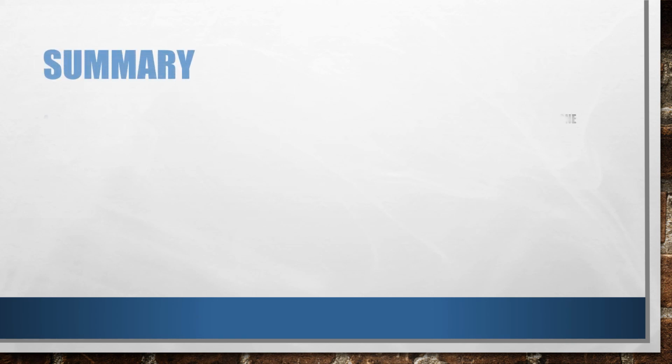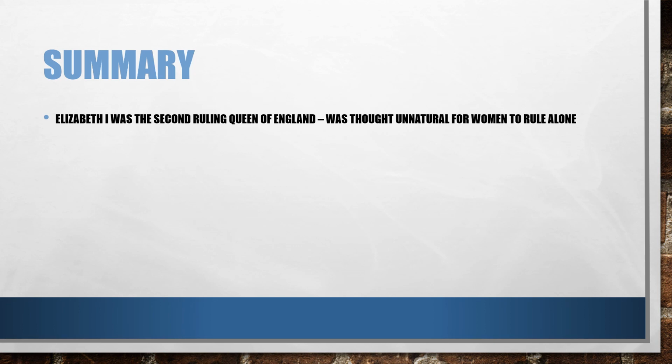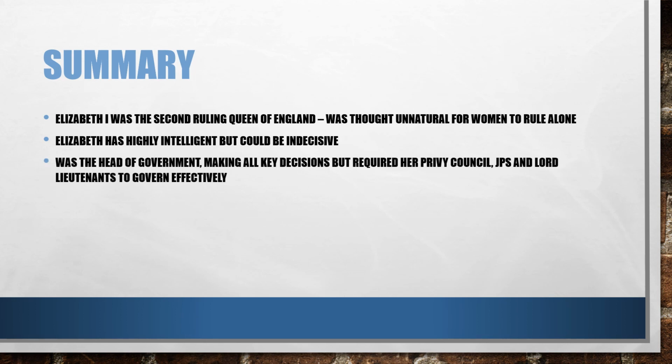So a summary of this particular key topic: we've got Elizabeth being the second ruling Queen of England, and it was thought unnatural within society for women to rule alone. Elizabeth was highly intelligent, but could be indecisive. She was the head of the government, making all key decisions, but required her Privy Council, JPs, and Lord Lieutenants to govern effectively. The monarch was the key decision maker and would decide on, in particular, the religion of the country.